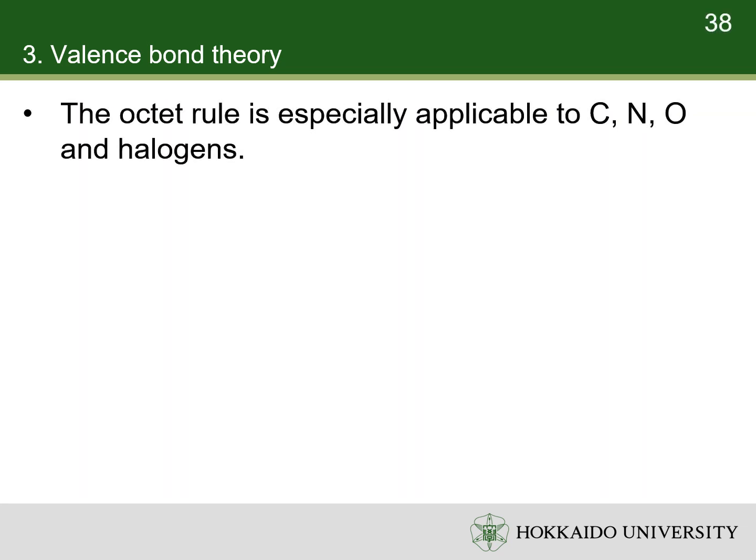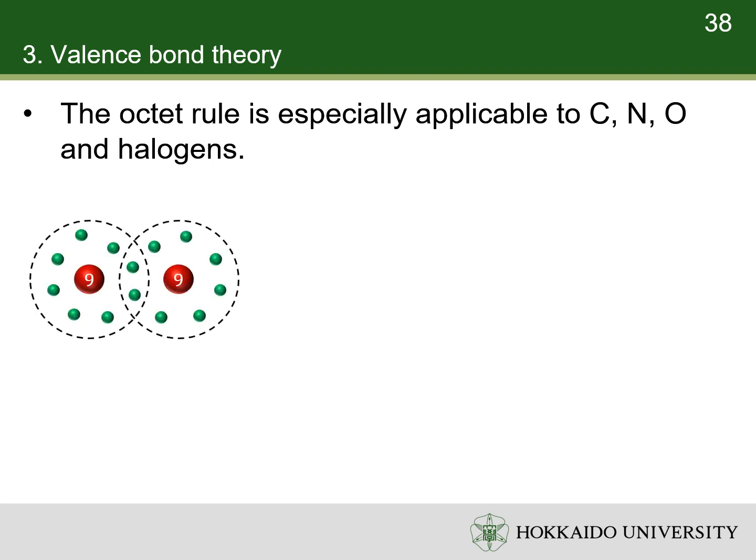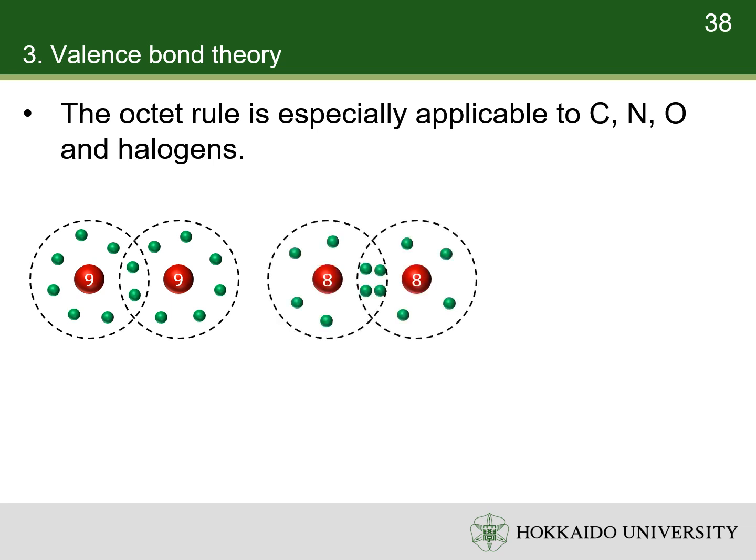The octet rule is especially applicable to carbon, nitrogen, oxygen, and halogens. For example, in a fluorine molecule, each atom shares 2 electrons with the other atom, one from the atom itself and one from the other. Thus, each atom has 6 unshared electrons and 2 shared electrons, so that both atoms are considered to obey the octet rule. In an oxygen molecule, each atom shares 4 electrons with the other atom, 2 from the atom itself and 2 from the other atom. Thus, each atom has 4 unshared electrons and 4 shared electrons.